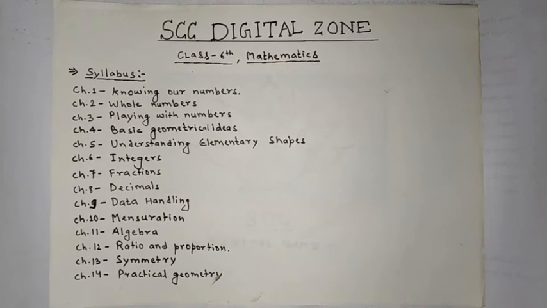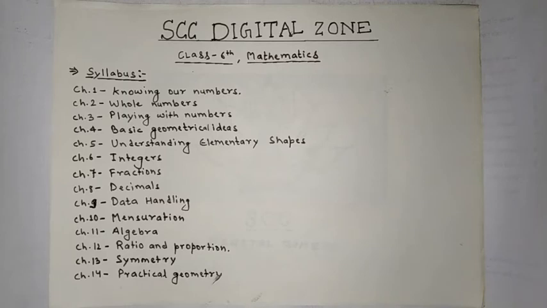Yes, this is the syllabus of class 6 mathematics. In this syllabus we see that there are 14 chapters. As we told you earlier, this syllabus is according to the NCERT books. According to NCERT books, there are 14 chapters in the mathematics book, in which the first chapter is Knowing Our Numbers.